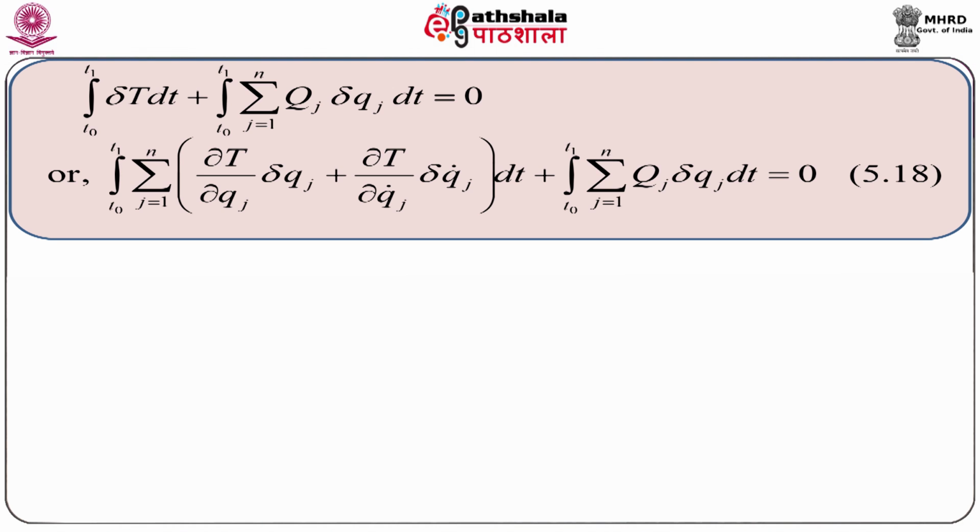If we substitute 5.17 in 5.16, we have integration t0 to t1 of delta T dt plus integration t0 to t1 of summation over j equal to 1 to n of capital Q_j delta q_j dt equal to 0. Here capital T stands for kinetic energy, whereas small t stands for time. Capital Q_j is the generalized force, whereas small q_j is the generalized coordinate.